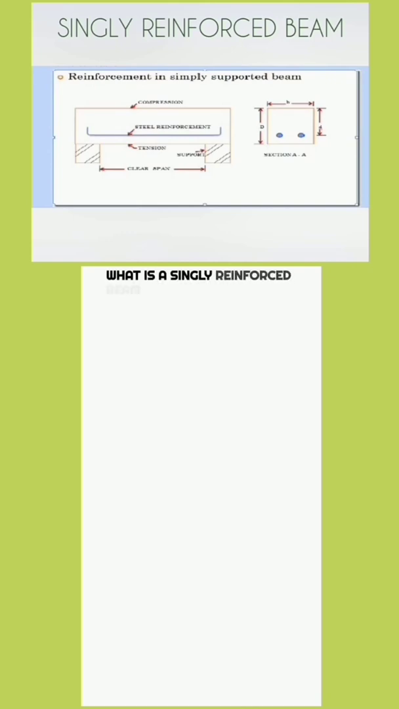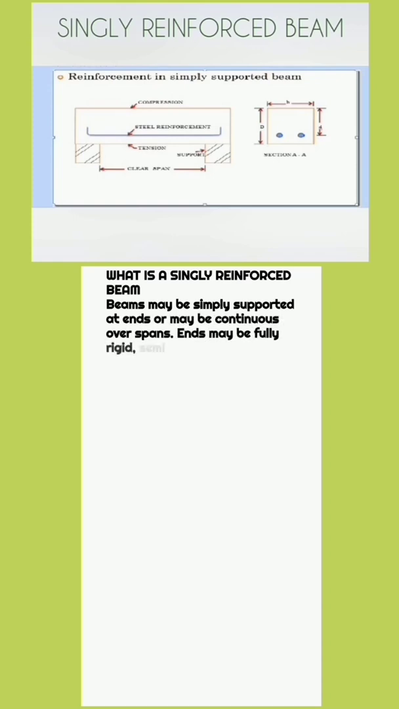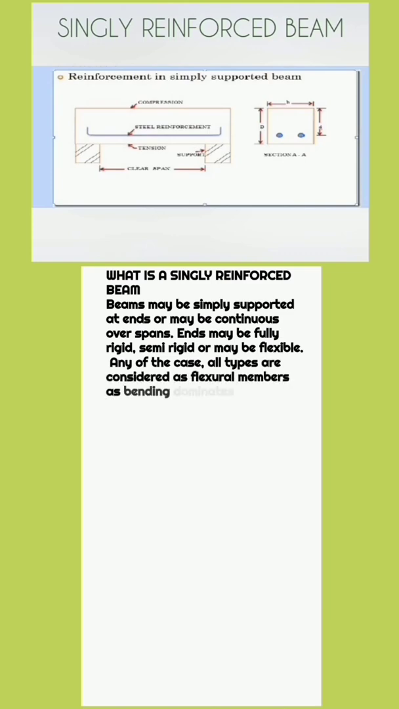What is a singly reinforced beam? Beams may be simply supported at ends or may be continuous over spans. Ends may be fully rigid, semi-rigid, or may be flexible. In any case, all types are considered as flexural members, as bending dominates under loading.